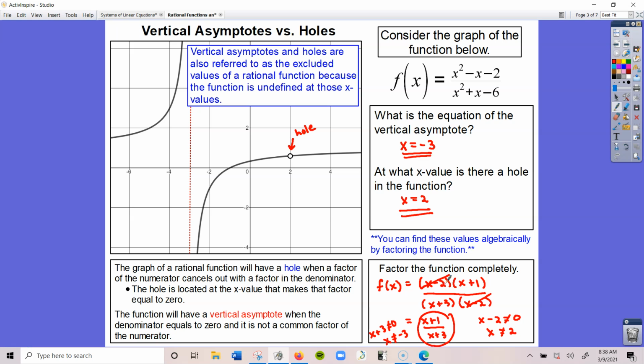So to kind of break this down, the factors that cancel, you set that factor equal to 0 and solve for x, and that gives you the hole. The factor in the denominator that does not cancel, that's where you would have the vertical asymptote. And all of this is outlined here as well, in case you prefer to read it later in your notes. Now let's practice this.